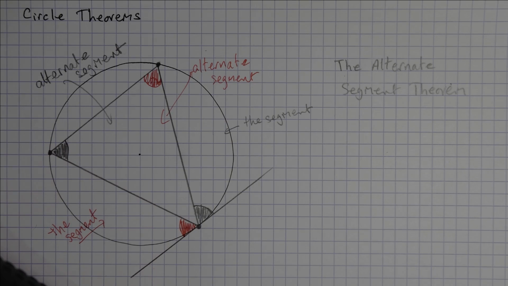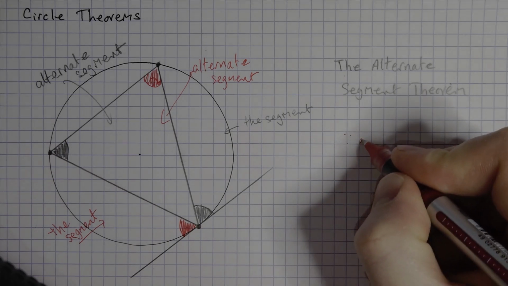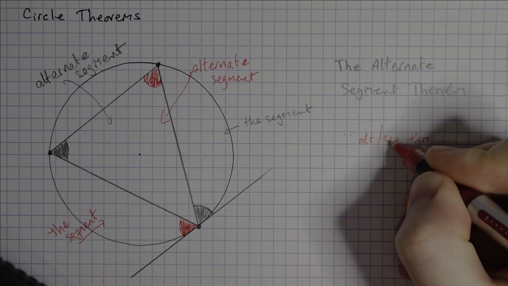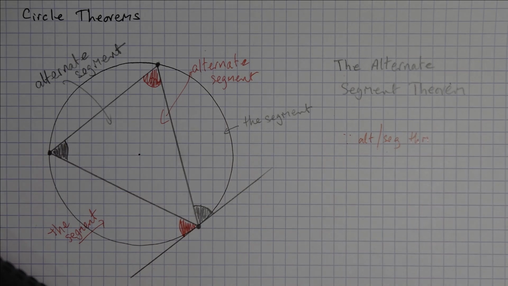You don't have to talk about the chord makes a segment and an alternate segment, and you don't have to describe it in great detail. You might say something like angle CDE is 50 degrees because alternate segment theorem. In fact, it's pretty common to even say because alt seg theorem, and they will know what you mean by that. Because alternate segment theorem, because alt seg, and that will score the mark, no problem at all.